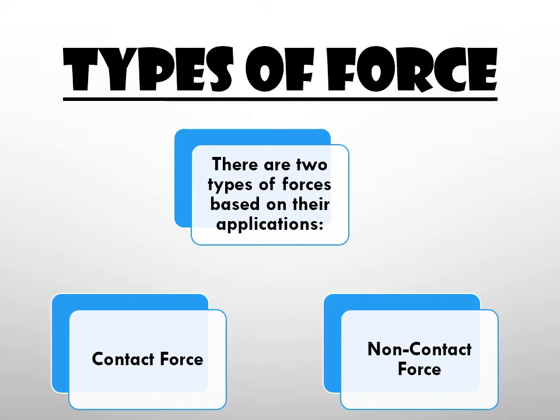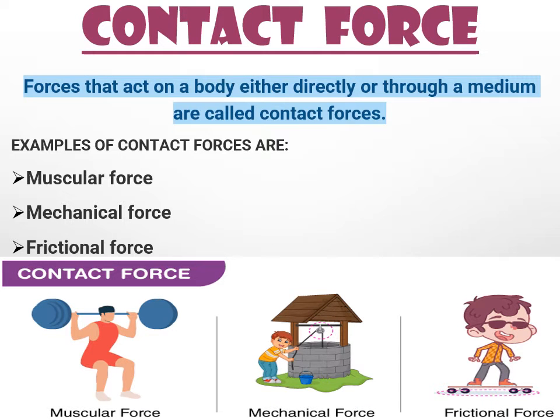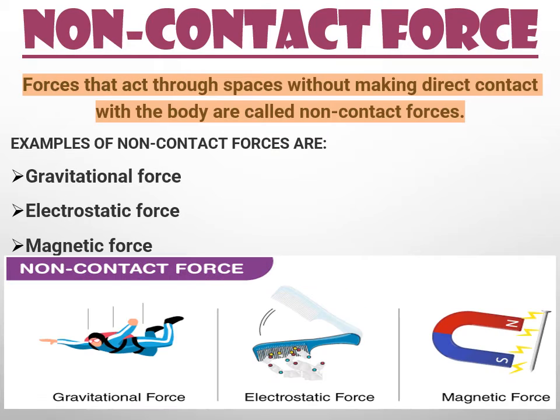Types of forces. There are two types of forces based on their applications. Number one, contact forces. Number two, non-contact forces. Do you know what they will be? Contact forces: forces that act on a body either directly or through a medium are called contact forces. Examples of contact forces are muscular force, mechanical force, and frictional force. Now comes non-contact force. Forces that act through space without making direct contact with a body are called non-contact forces. Examples of them are gravitational force, electrostatic force, and magnetic force.